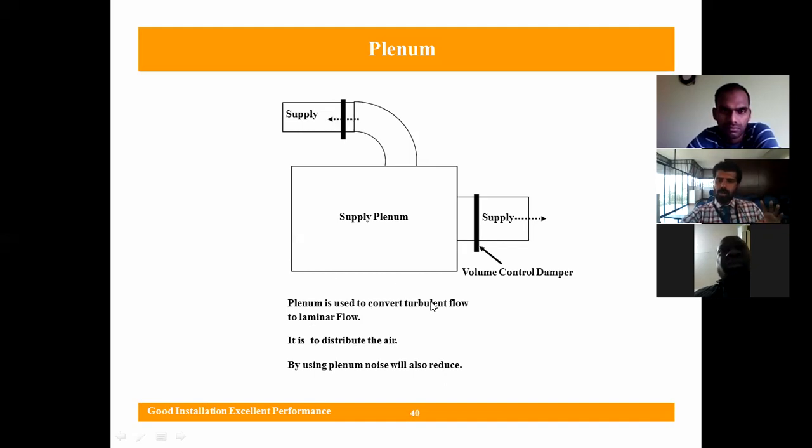Plenum is used to convert turbulent flow to laminar flow. It is to distribute the air properly, and with the help of the plenum, we are able to reduce noise also. Okay, so write plenum designing, and you can draw this plenum. You can write what is plenum, what is the purpose of plenum, why we are using plenum. Also, you can write this. Then we can see how to calculate.